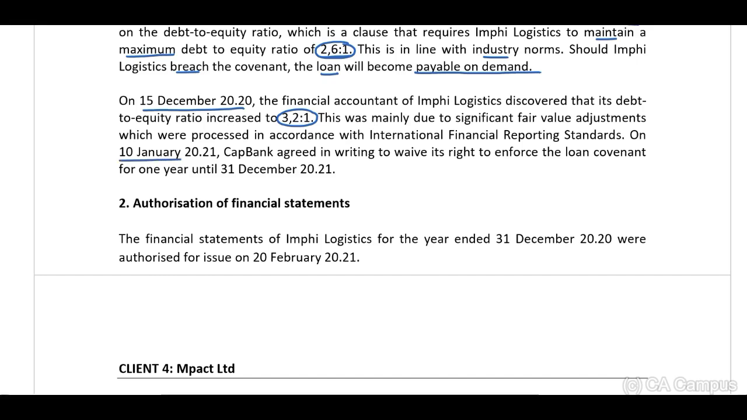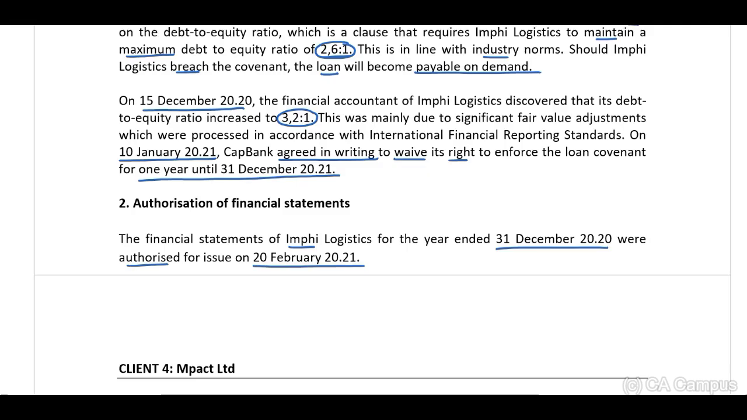On 10 January 2021, CABank agreed in writing to waive its right to enforce the loan covenant for 1 year until 31 December 2021. Authorization of financial statements. The financial statements of IMPI Logistics for the year ended 31 December 2020 were authorized for issue on 20 February 2021.